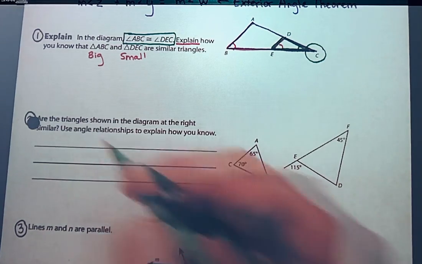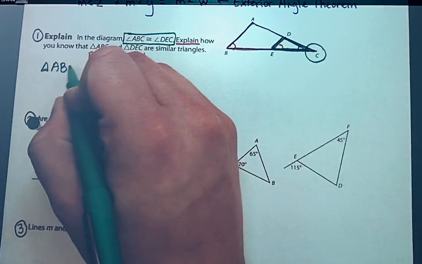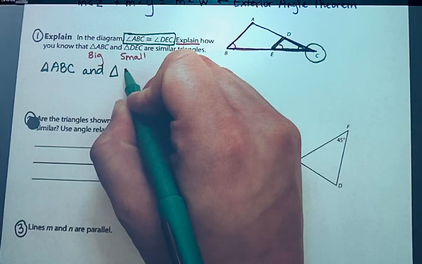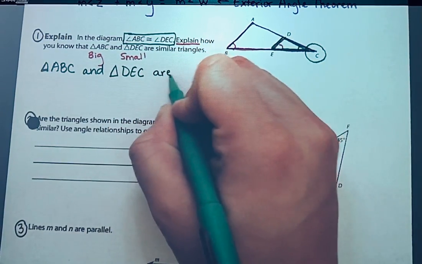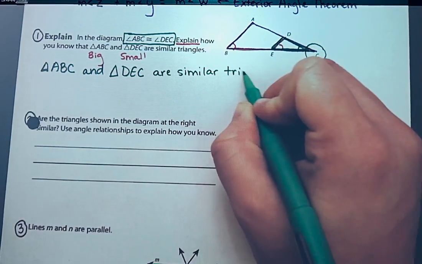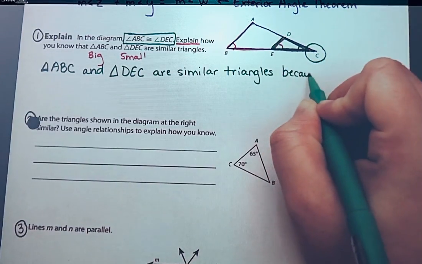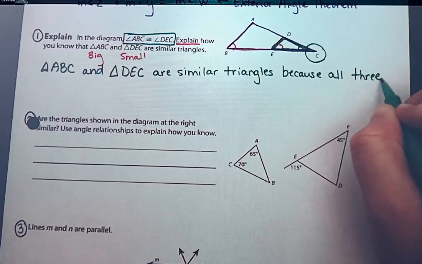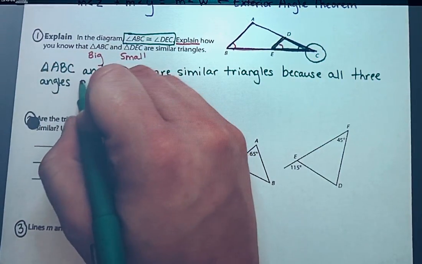So we're going to write this down. Triangle ABC and triangle DEC are similar triangles because all three angles are the same.